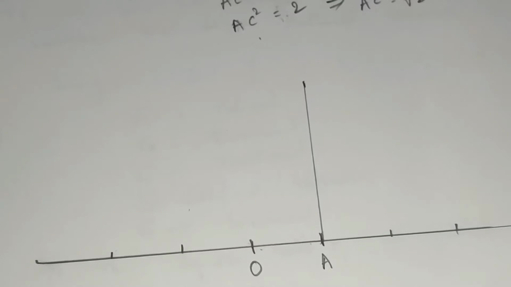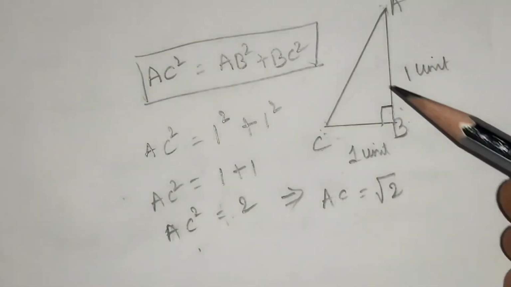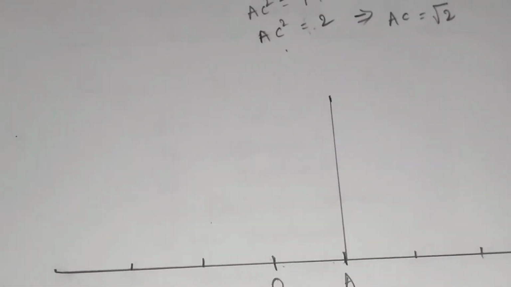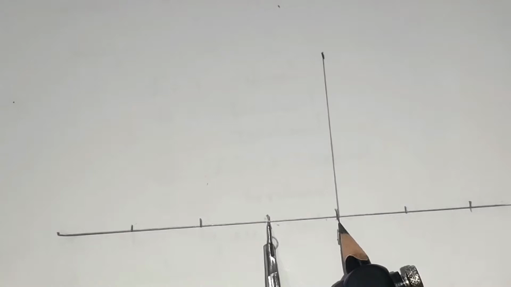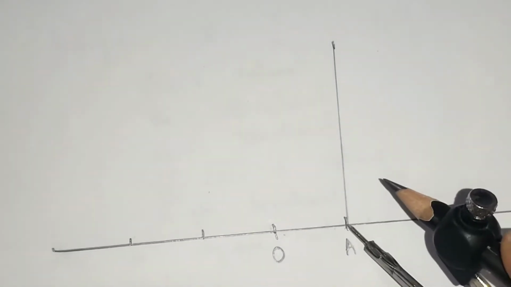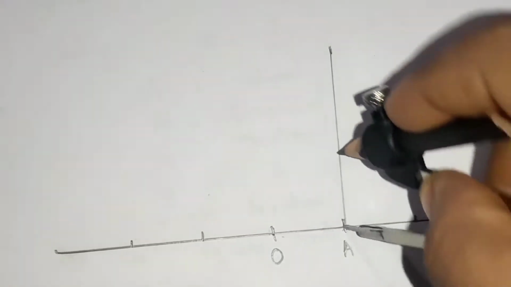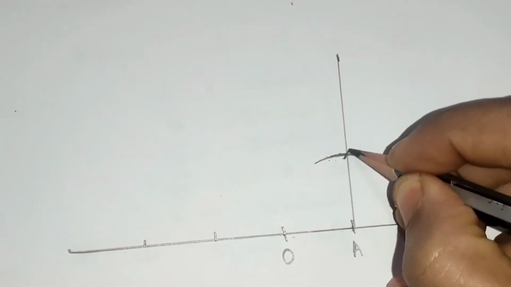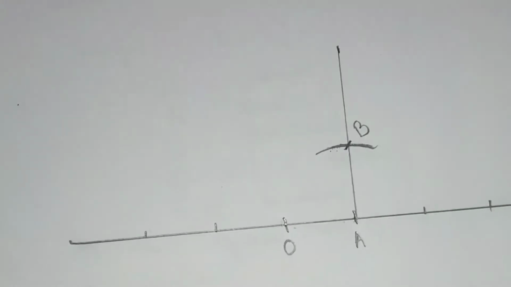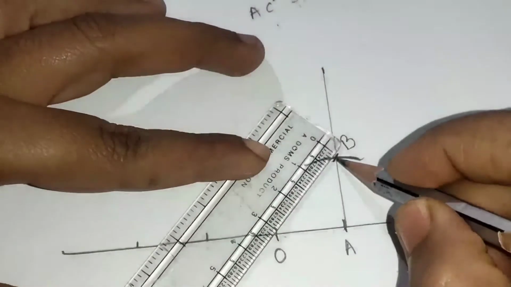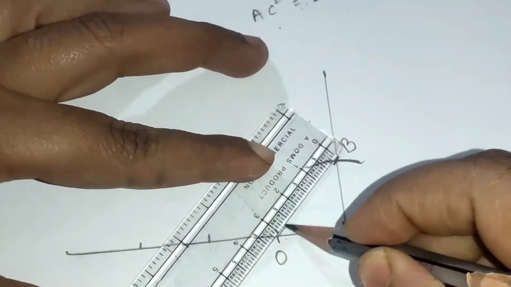Now what is the height of the perpendicular line? Here according to the triangle, it should be 1 unit. Measure the OA distance because I have taken it as 1 unit. Keep A as a center and cut an arc. Let me call this point B. Now join OB.